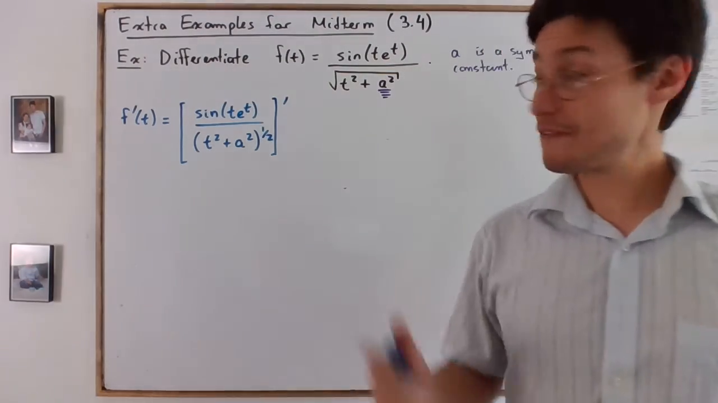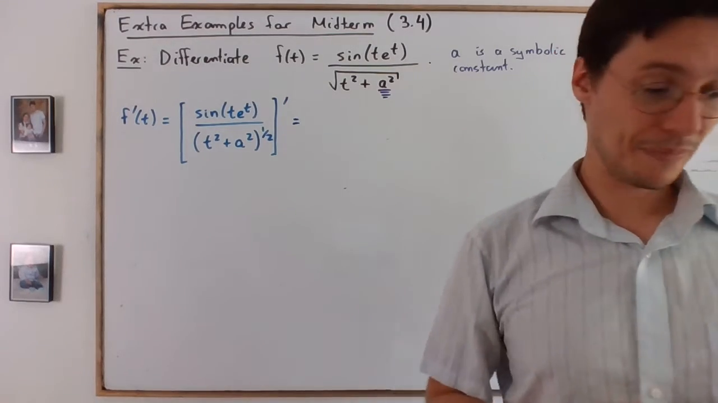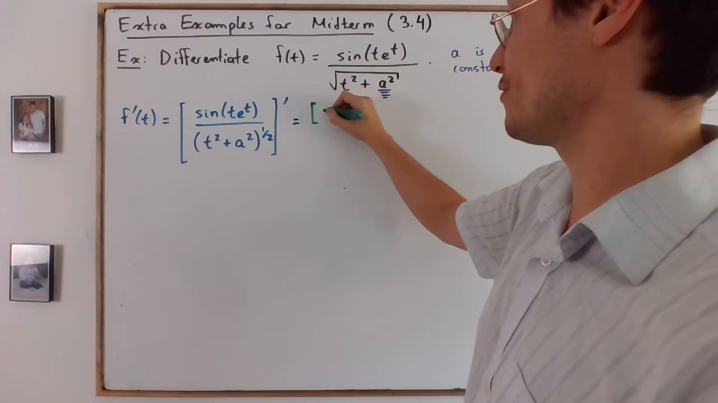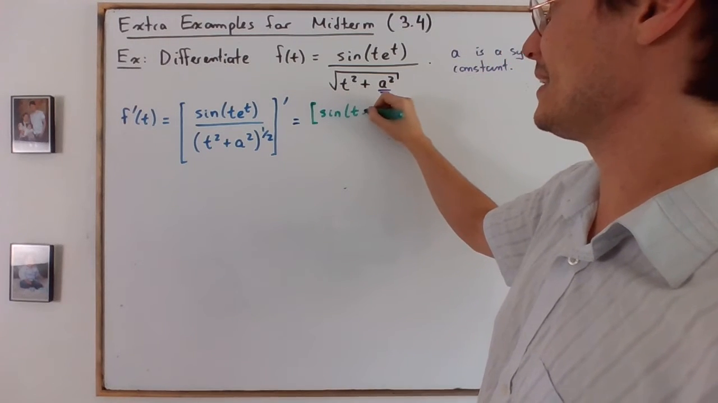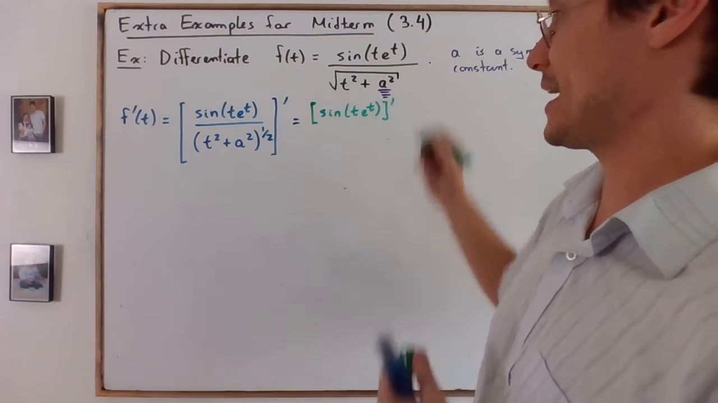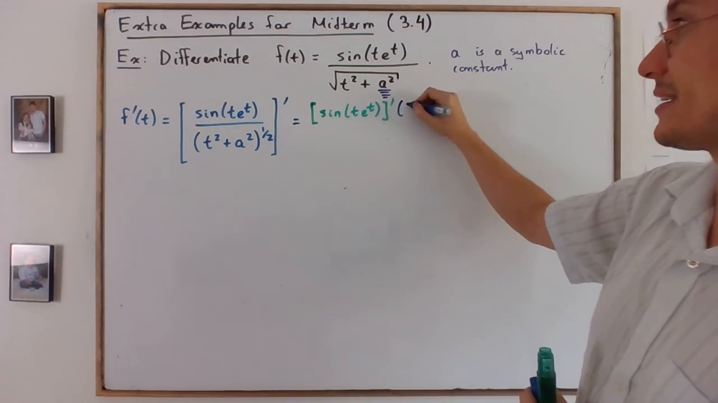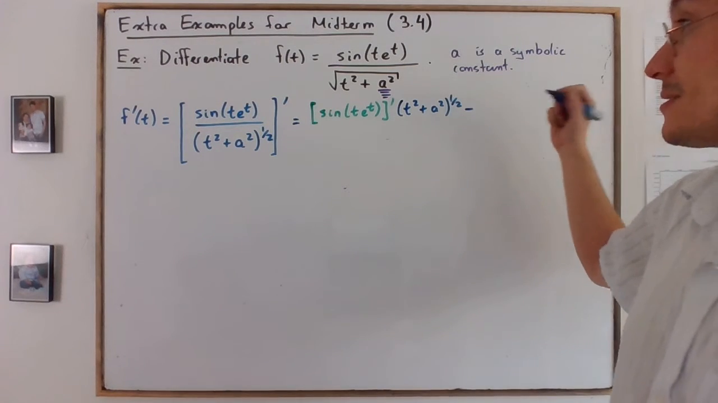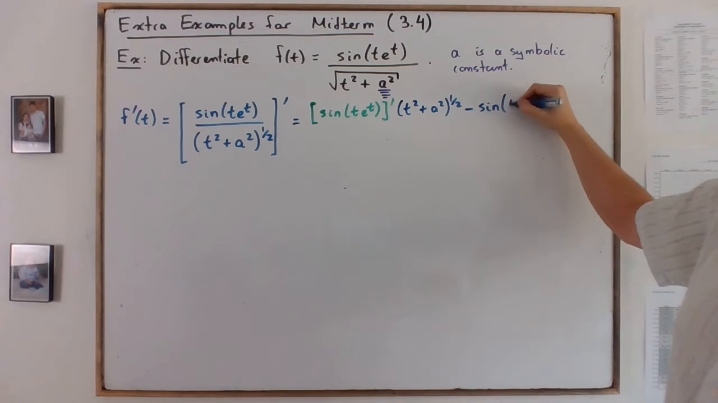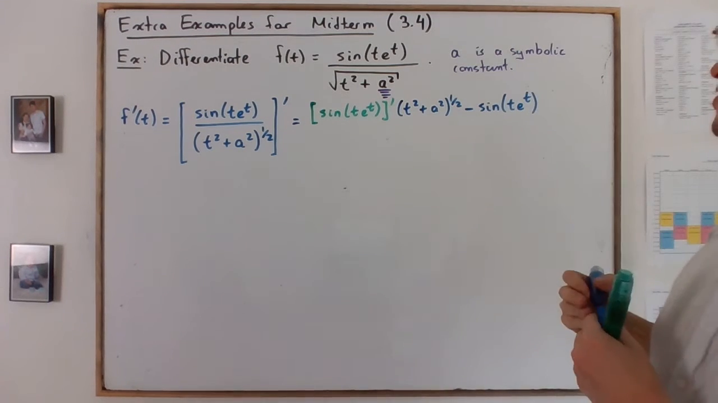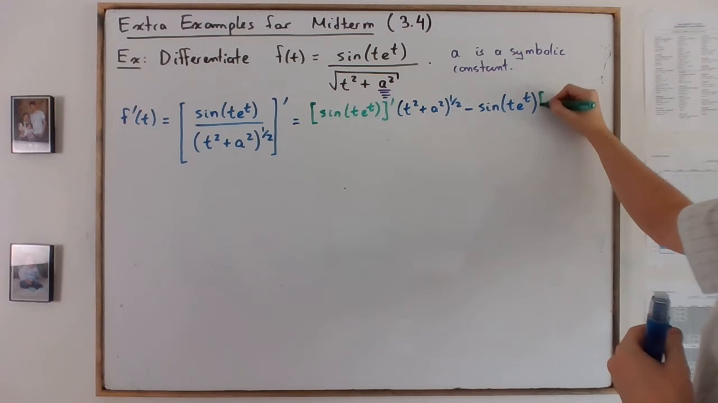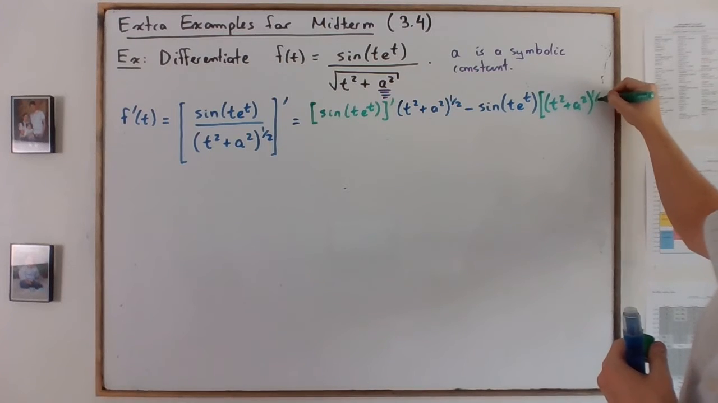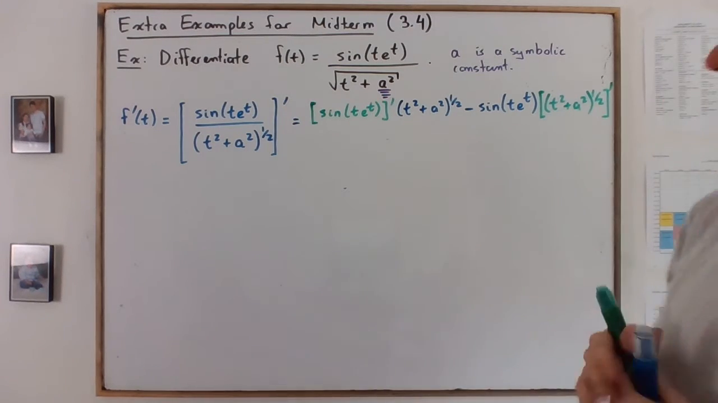Okay? So the first thing to do is to use the quotient rule, which means you're going to take the derivative of the top. And I'm not going to go too fast here, like sine of t e to the t, okay, times the bottom, which is like t squared plus a squared to the 1/2, minus, and then the top times the derivative of the bottom, okay. So again, I'm not writing anything more than just t squared plus a squared to the 1/2 prime, okay?